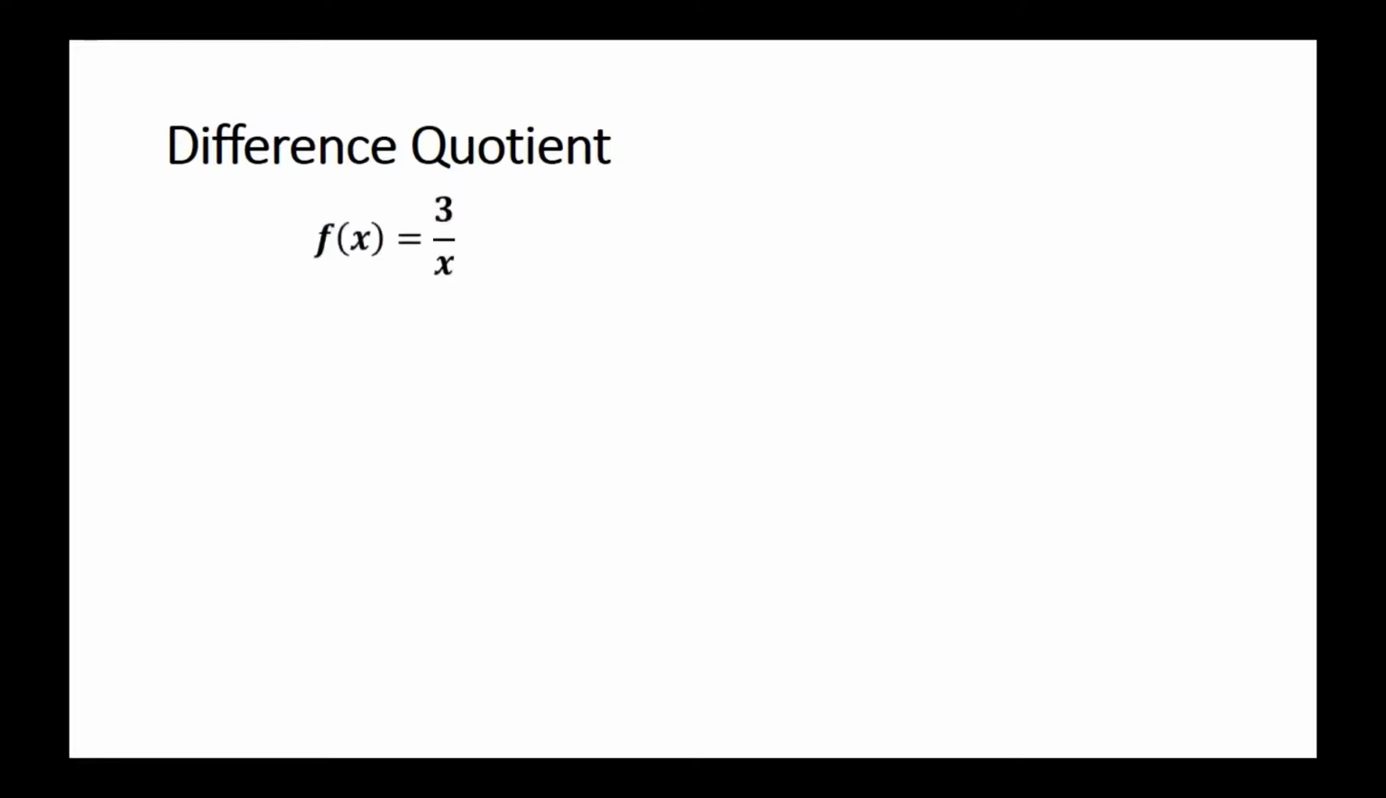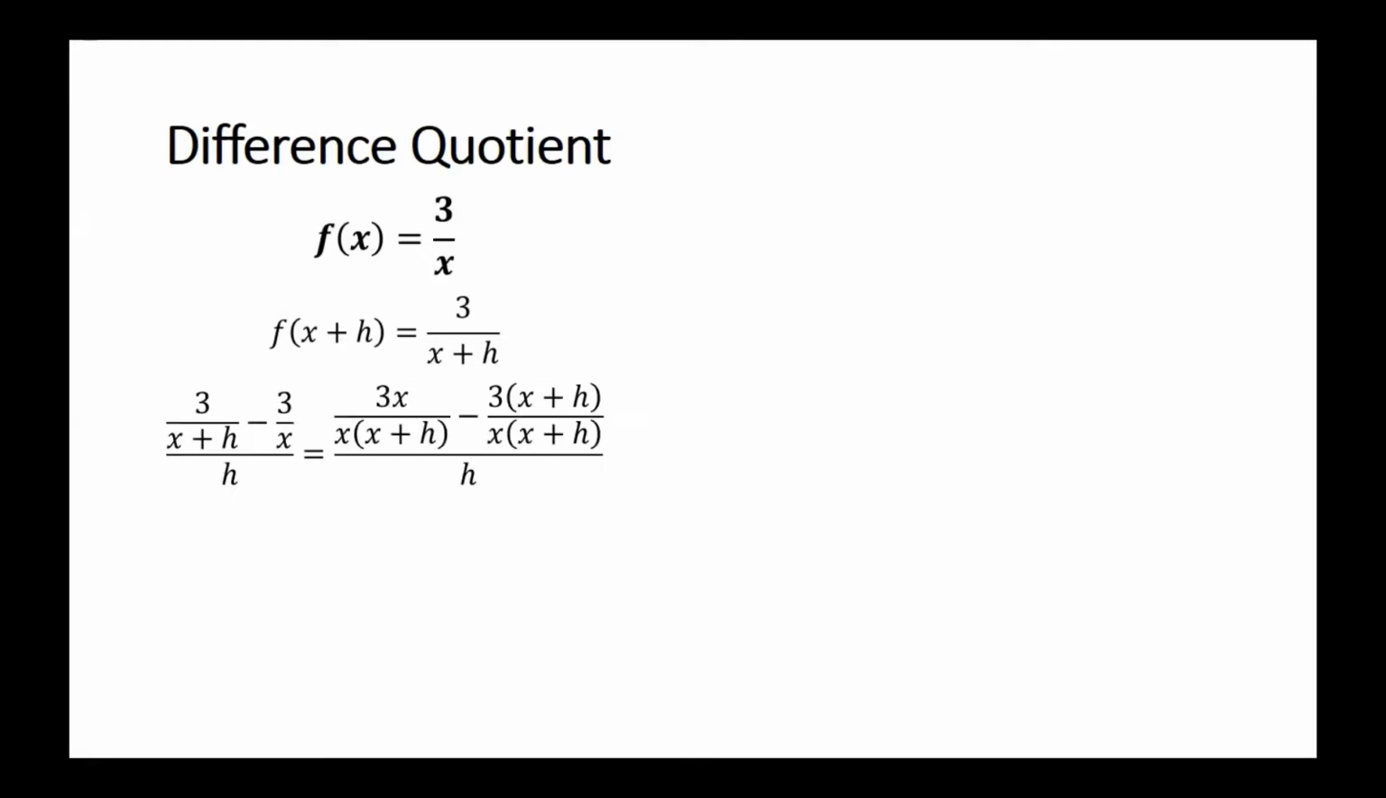So let's do an example. What if f of x is equal to 3 over x? Well, then to use the difference quotient, I need to find f of x plus h. So we're going to substitute x plus h in place of x. So we get 3 over x plus h. Now the difference quotient is f of x plus h minus f of x over h. So we have 3 over x plus h minus 3 over x, all over h. We want to combine that numerator and simplify it. So to do that, we look for a common denominator, which turns out to be x times x plus h.